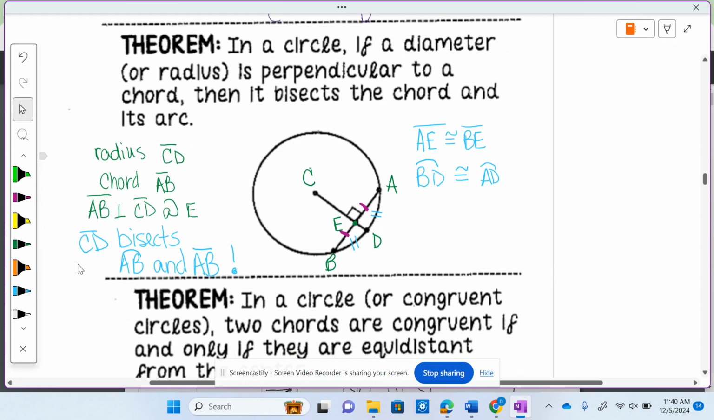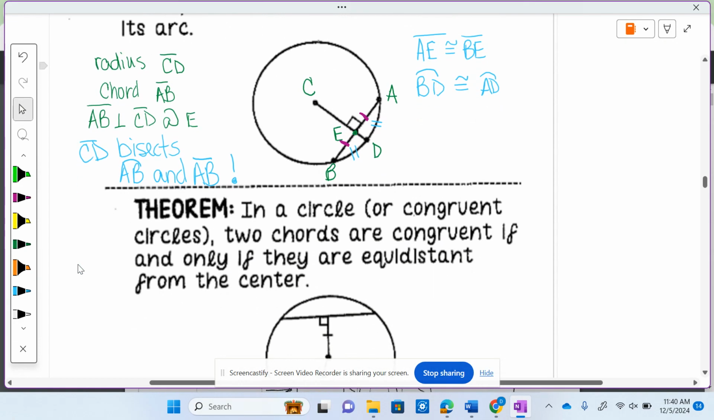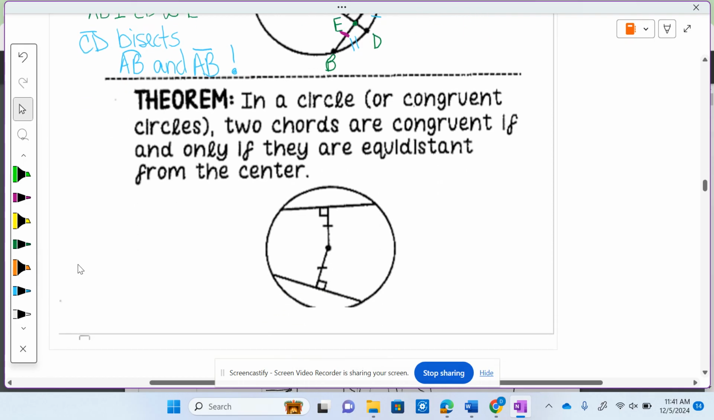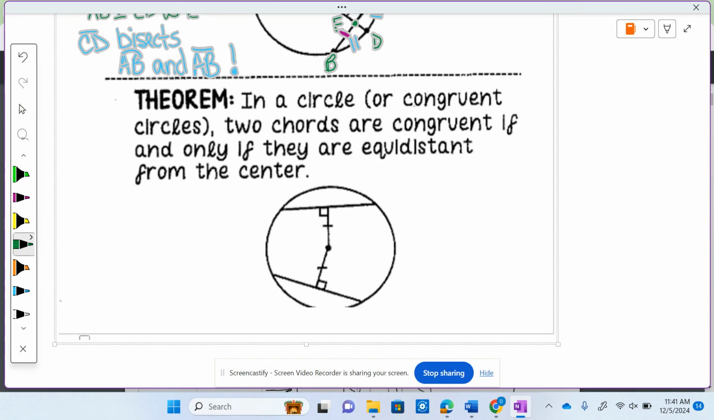And then we have one more theorem, and we're going to practice these. In a circle or congruent circles, two chords are congruent if and only if they're equidistant from the center. So they're congruent if and only if they're equidistant from the center. So let's talk about the distance. I need to do some labeling here.